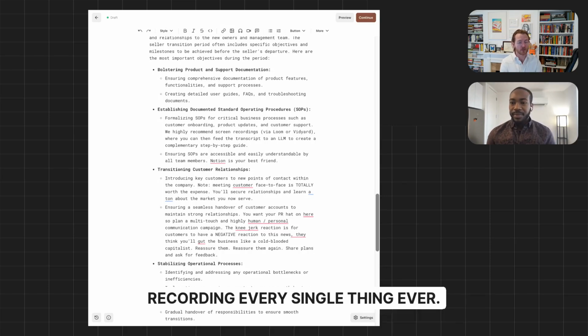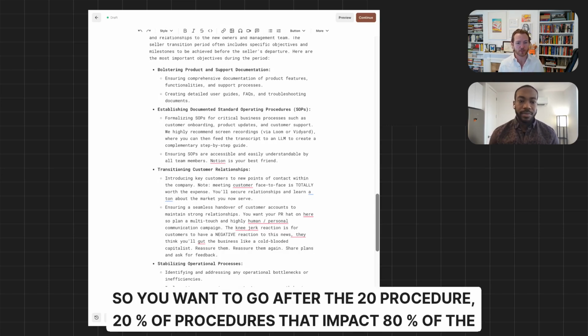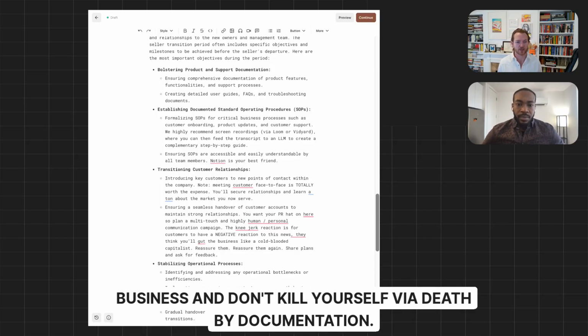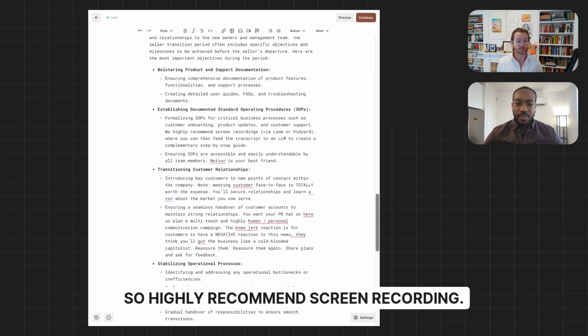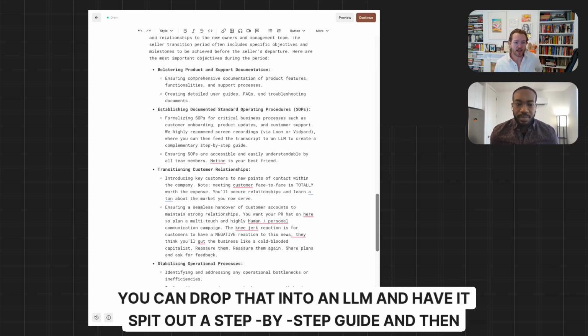objective number 1 is screen recording every single thing ever. But obviously power law applies here. So you want to go after the 20% of procedures that impact 80% of the business, and don't kill yourself via death by documentation. So highly recommend screen recording. And then once you have the screen recording, you have a transcript, you can drop that into an LLM and have it spit out a step-by-step guide.